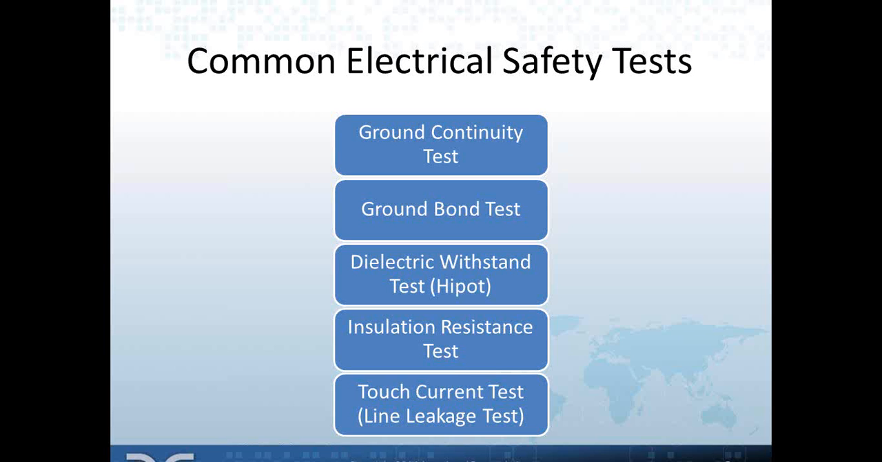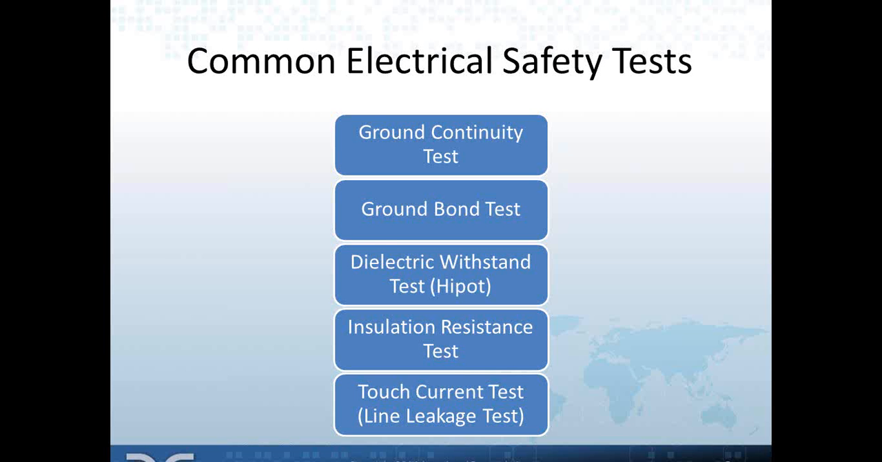So yeah, here's a list of the most common electrical safety tests that Associated Research products testers are able to perform. Starting with the ground continuity test, which is probably the simplest of all tests. Next, the ground bond test, the dielectric withstand test, also known as the high-pot test, the insulation resistance test, and finally the touch current test, more commonly known as the line leakage test.